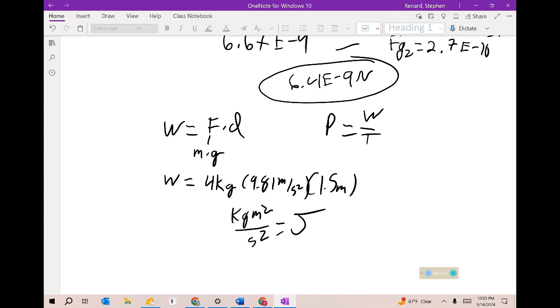So go 4 times 9.81, that's 39.24. That's the number of newtons it takes to lift a 4 kilogram bag against gravity, and then we multiply that by 1.5 meters. We get 58.86 joules, or more accurately, because they're only 4 kilograms, we only get one sig fig here. So the work done by both is 60 joules.